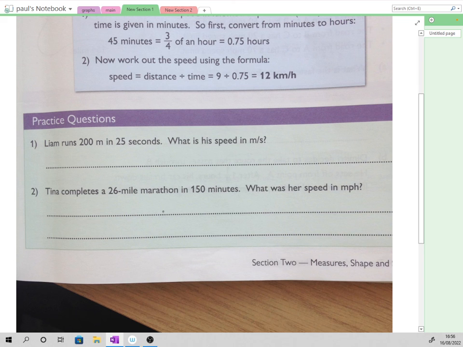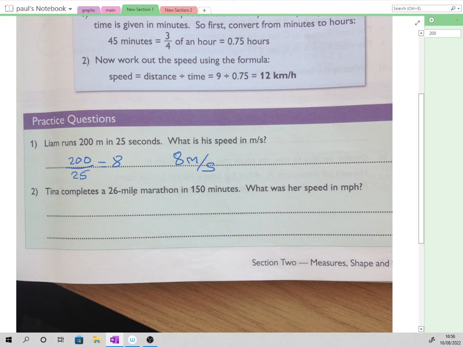So these are the notation type questions. Liam runs 200 meters in 25 seconds. What is his speed in meters per second? So how many meters can he do in 1 second, basically? We've got 200. We'll divide that by 25, which equals 8. So for every second, he can travel 8 meters. So it's 8 meters per second.